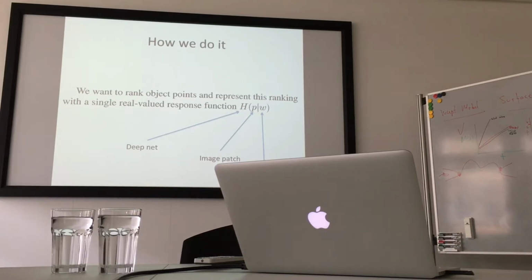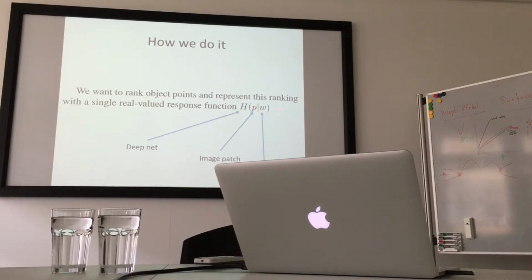So basically, we'll call this function h, and it will depend on two arguments. One is p. P actually represents the point in the image, and it's just not enough to give the color of the pixel. You should give something like a patch around this point, otherwise there's not enough information. And w is the vector of parameters.